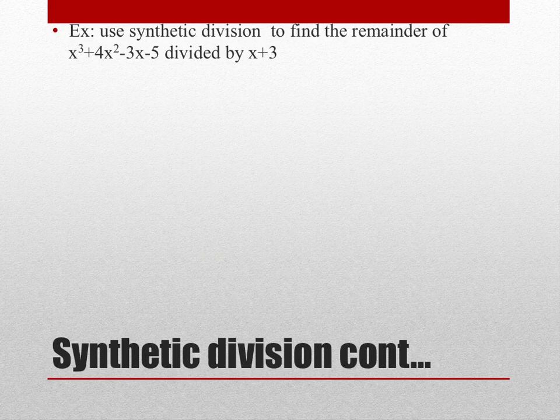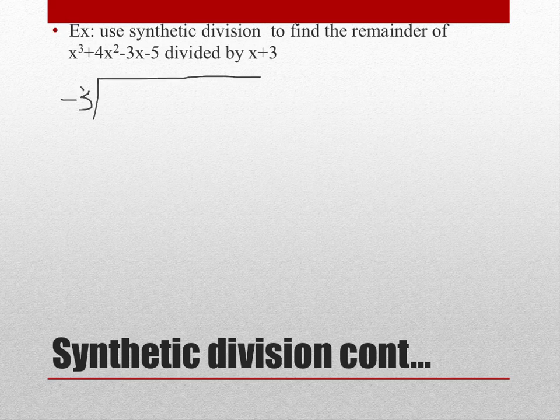Moving on to another example, it says use synthetic division to find the remainder of x cubed plus 4x squared minus 3x minus 5 divided by x plus 3. Now we want to rewrite our coefficients once again, just like how we did last time. So we're dividing by x plus 3, so our r would actually be a minus 3.